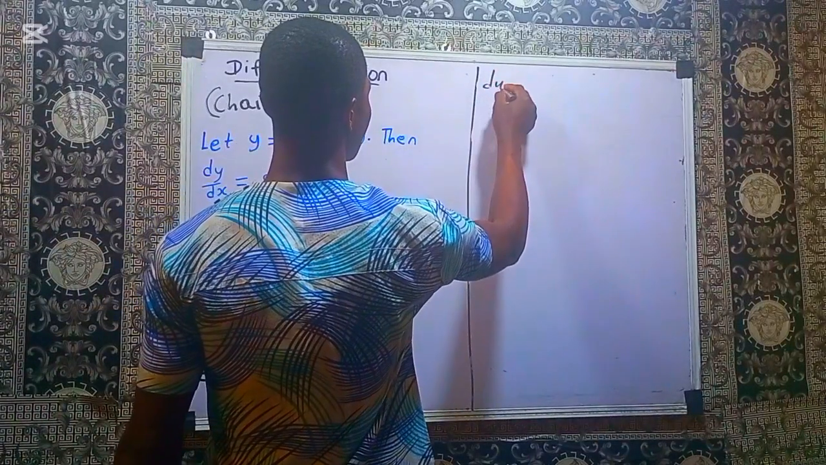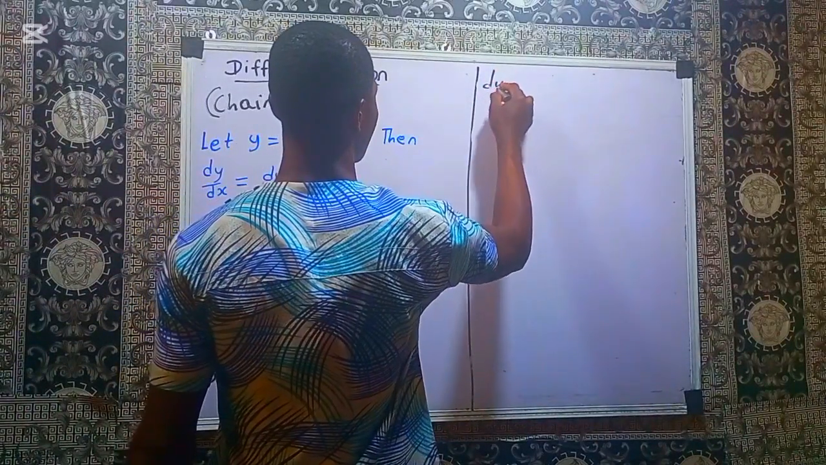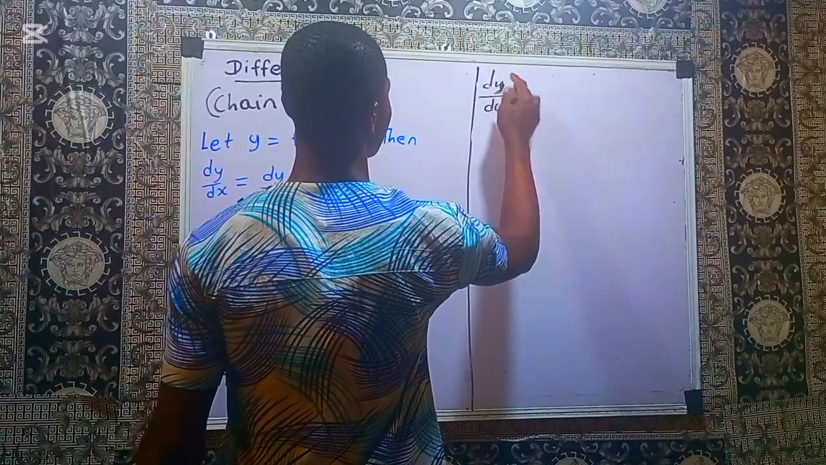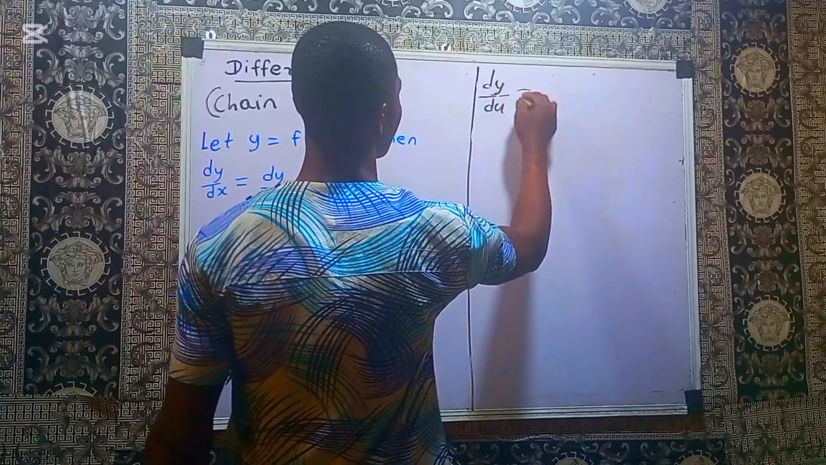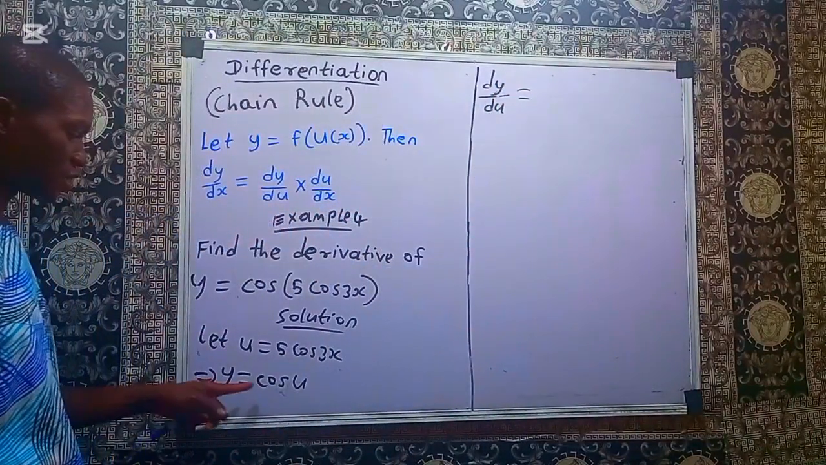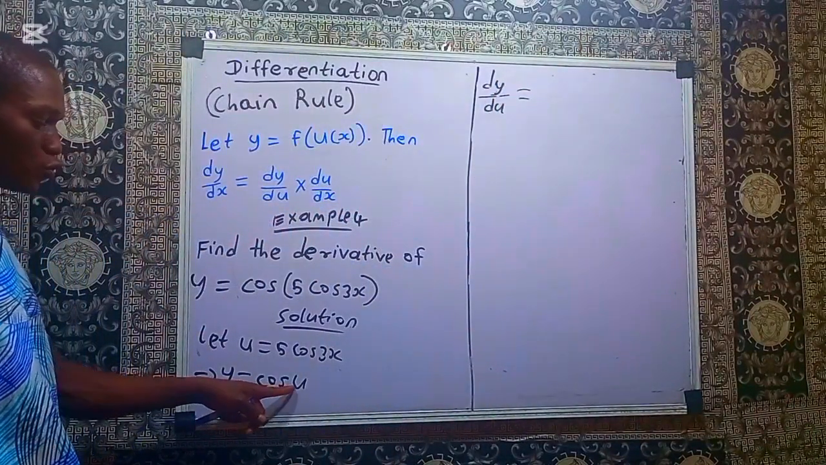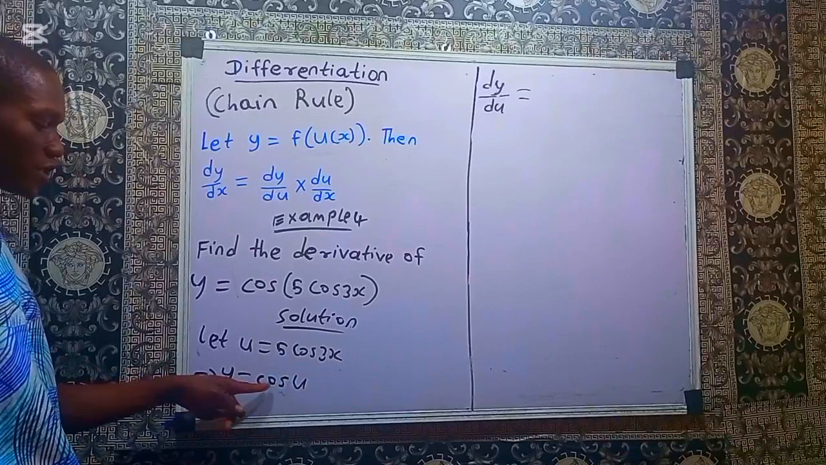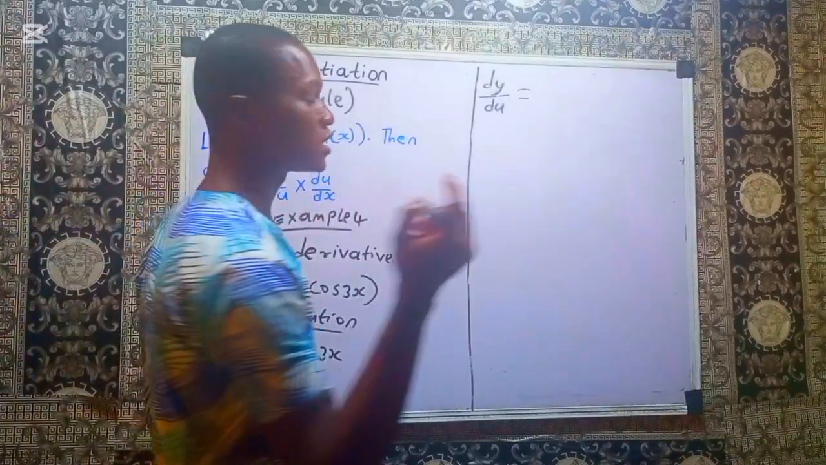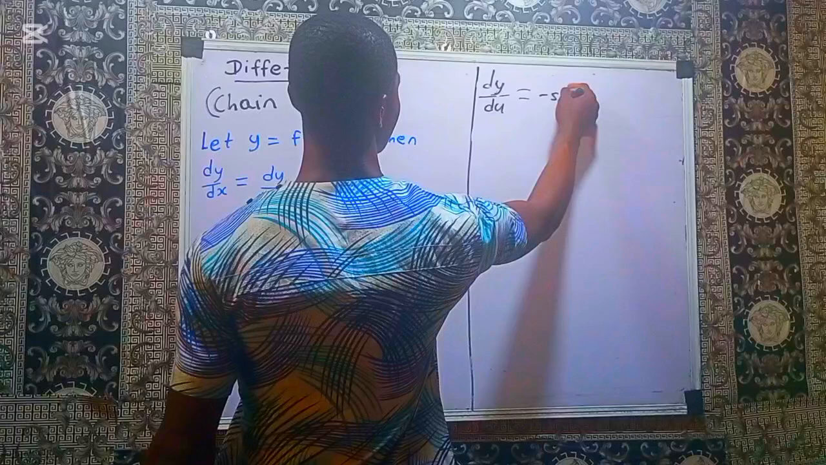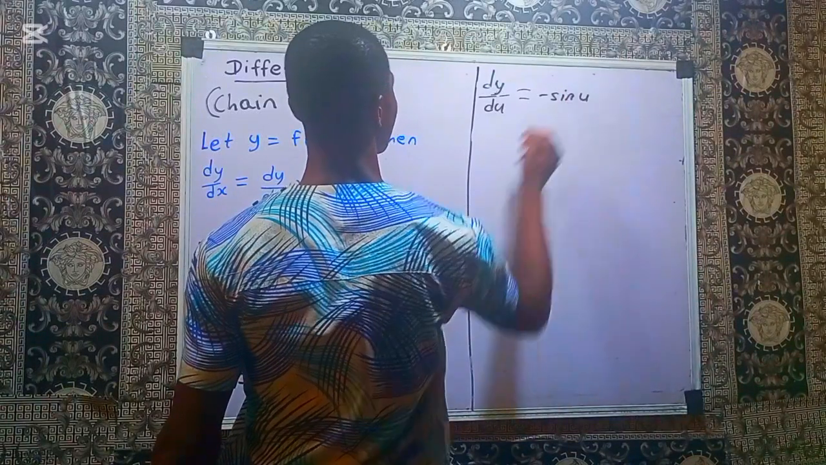Then dy/du will be equal to, if you differentiate cos u, I differentiate y with respect to u, differentiate cos u. If you differentiate cosine, you get what? Negative sine. So we are going to have negative sine u.